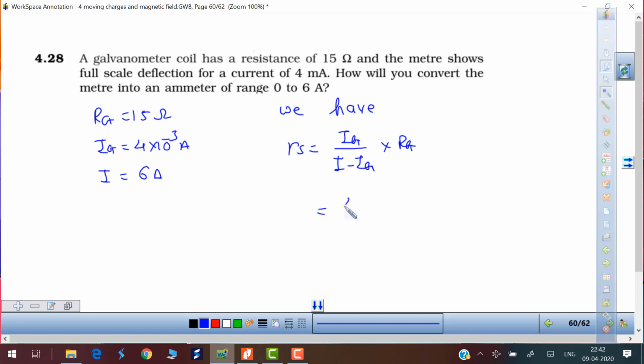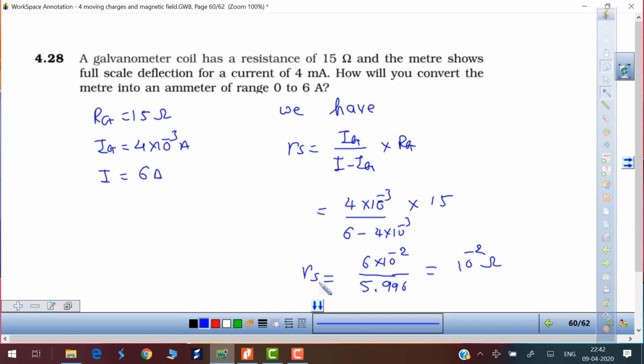So Ig is 4 into 10 raised to minus 3, divided by 6 minus 4 into 10 raised to minus 3, into Rg, which is 15 ohm. So this is 6 into 10 raised to minus 2 divided by 5.996, which comes out to be about 10 raised to minus 2 ohm. So this is the shunt required, and this is our answer.